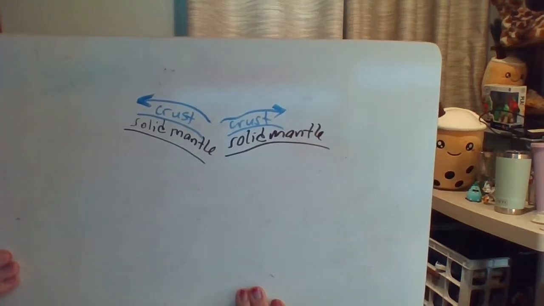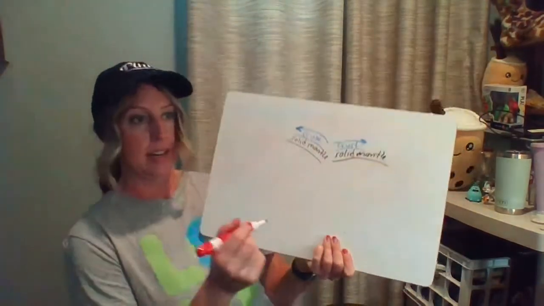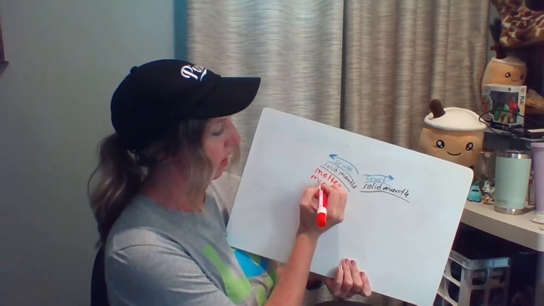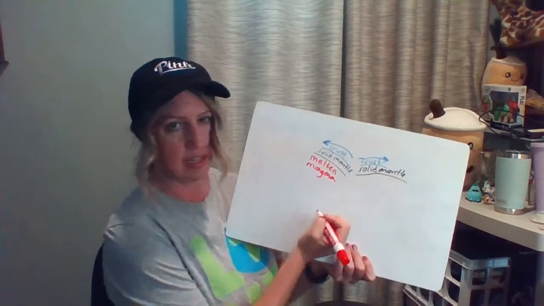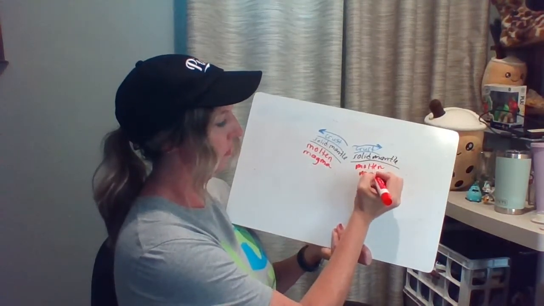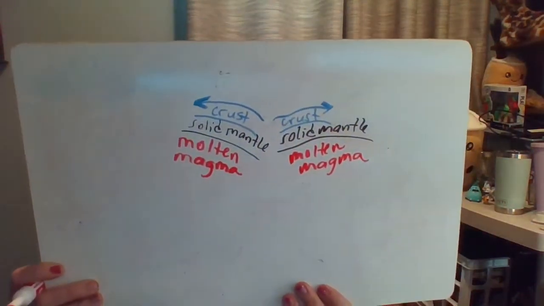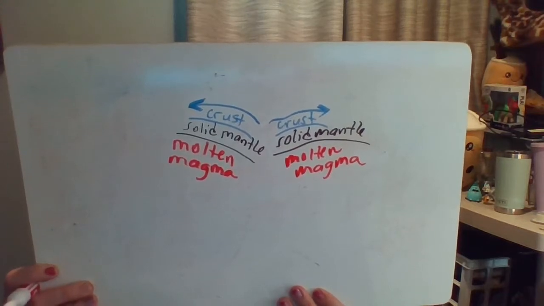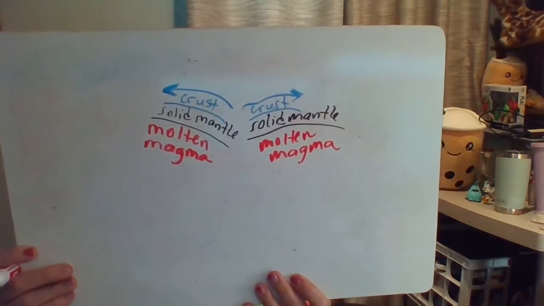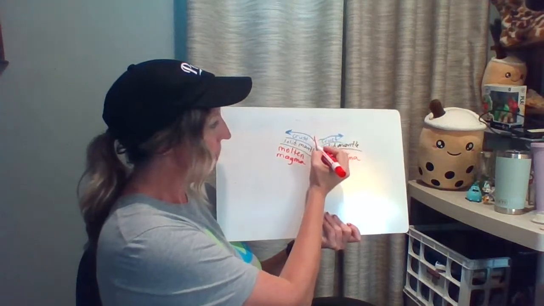Next, go ahead and get your red. We're going to add the molten magma. So where it's getting a little hot down there and the rock is starting to melt. So not quite solid and not quite liquid. And the parts of the rock that do melt into magma kind of collect in certain areas or pockets in the crust area. And so it kind of creates this magma chamber.